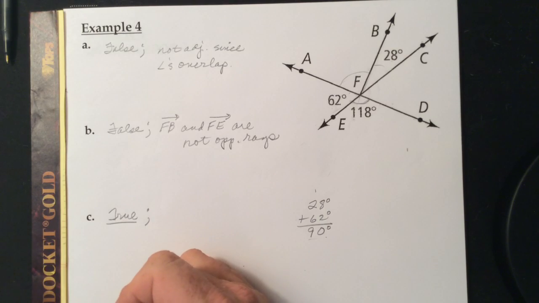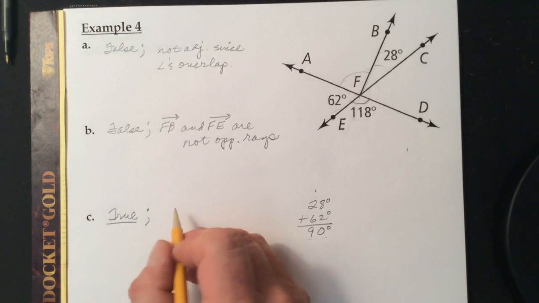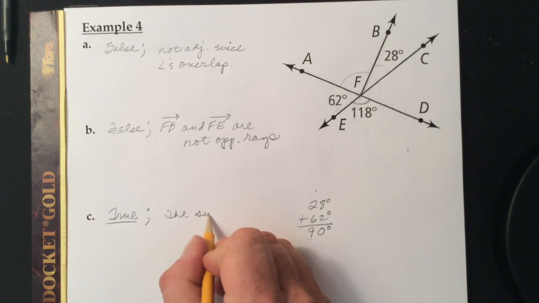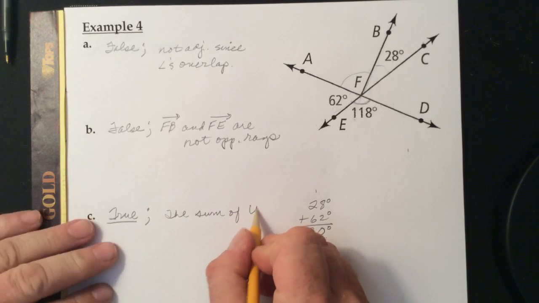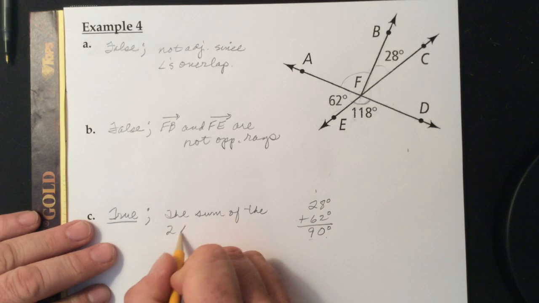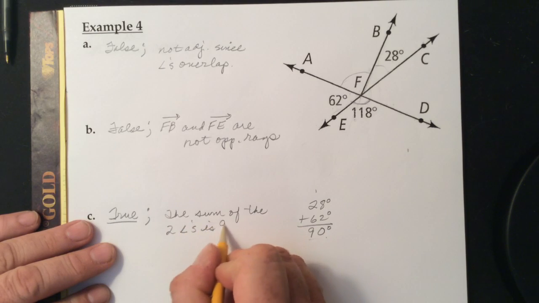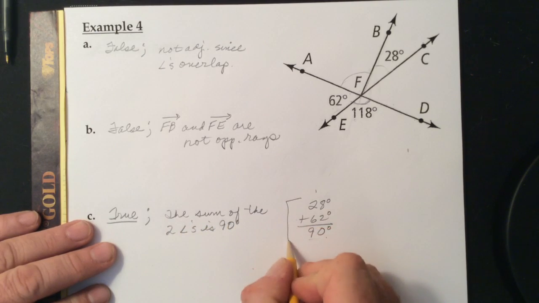And explain, we can say something like this. The sum of the 2 angles is 90 degrees. And there's our proof right here.